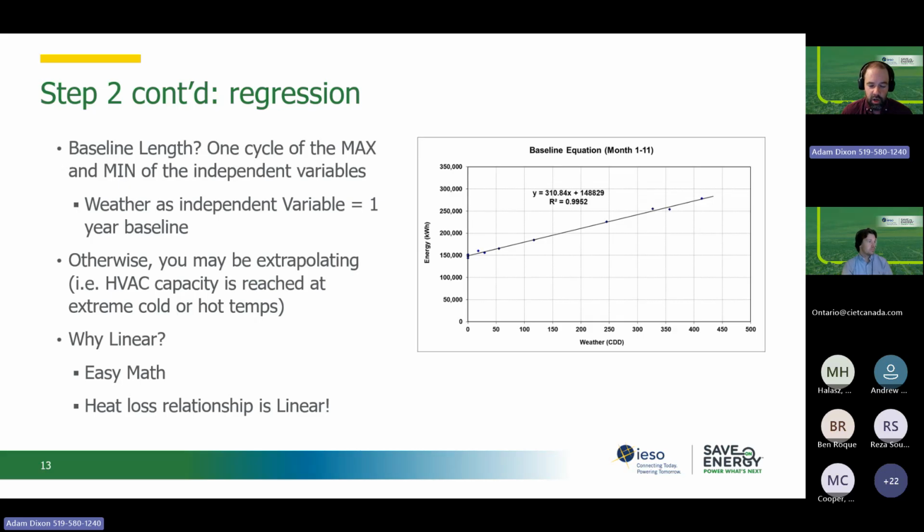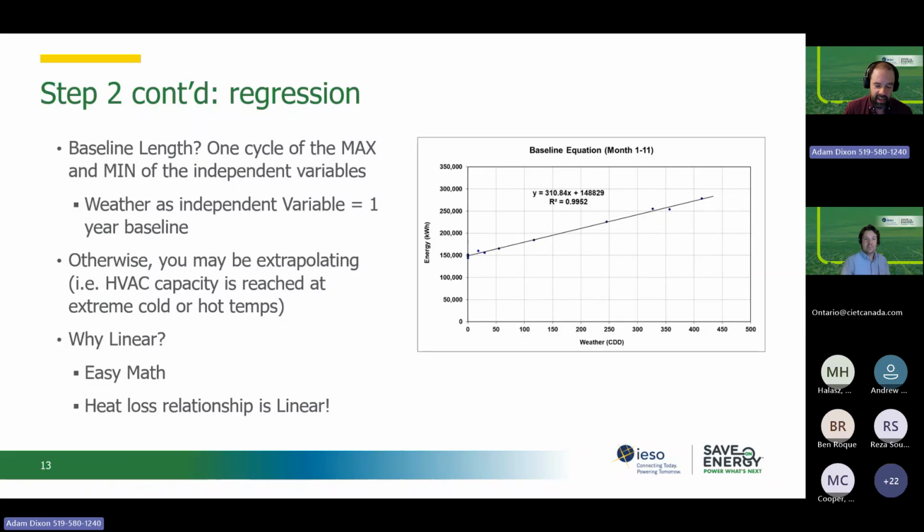So within that regression, the rules of finding a baseline period start with the baseline length. We want one cycle of the maximum and the minimum of the variables in question here. So when weather is the independent variable, that usually is about a 1 year period. So we want to see the hottest and the coldest times in our baseline period. If you have other variables, production, things like that, you don't need to use 1 year. But if weather is a variable, give or take 1 year. If you don't use a year or you go above a year, you may be extrapolating the data.